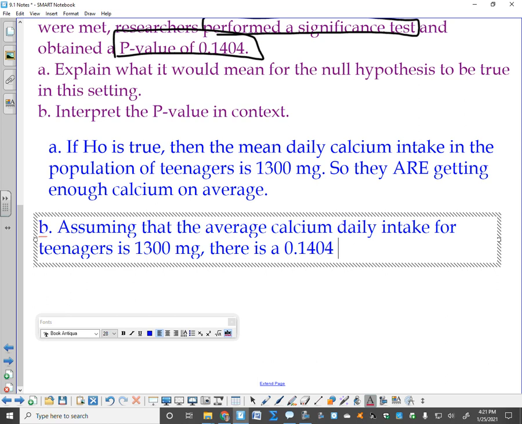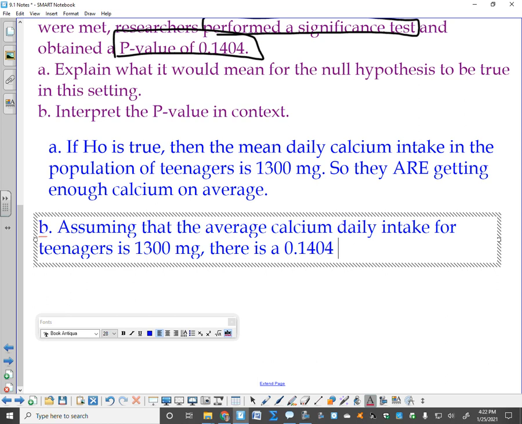That your particular car didn't get 47 miles per gallon. It got less than that. There's a 14% chance that H sub A happened by chance.